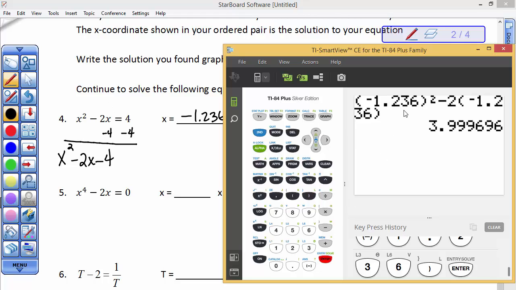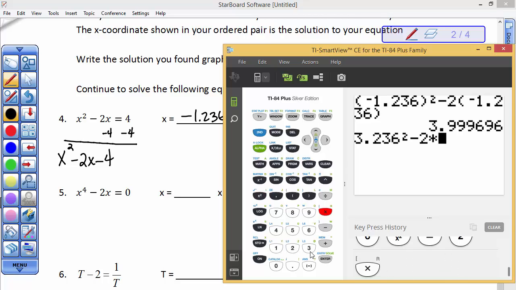The other answer was 3.236. When I square that and subtract 2 times 3.236, I didn't bother with parentheses because it's not a negative value. I should get an answer close to 4. So I did. So things look good.